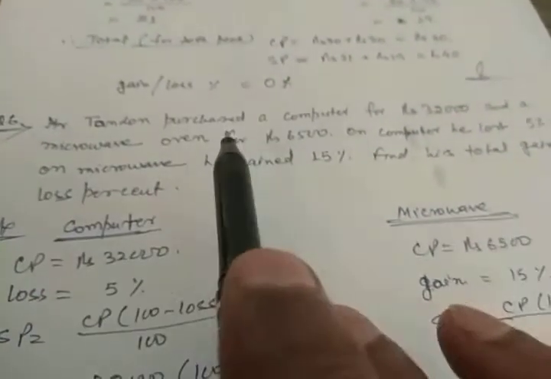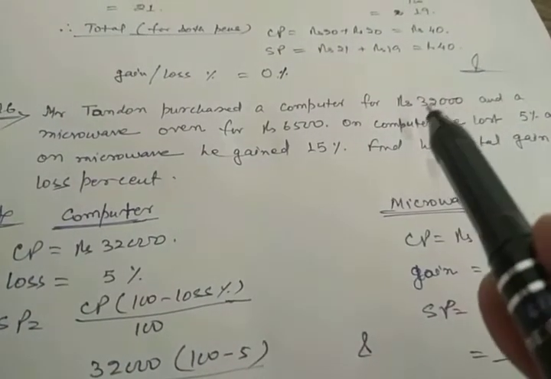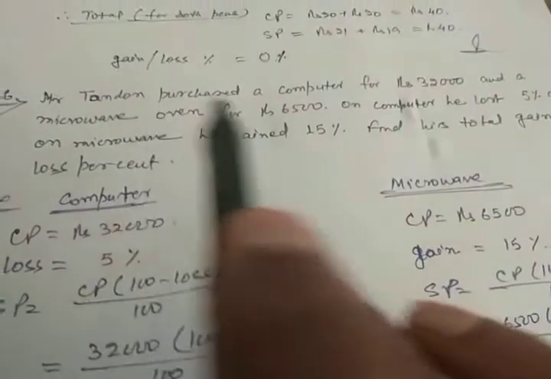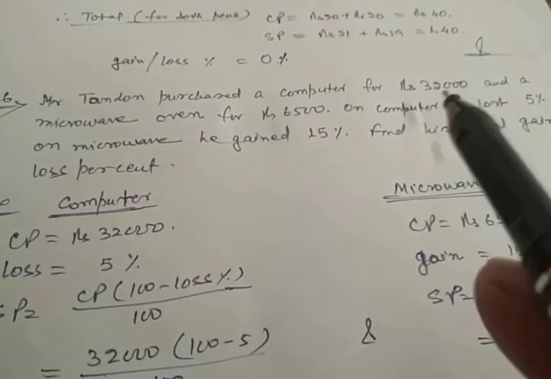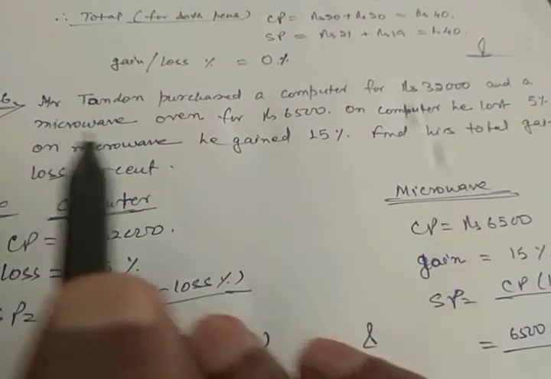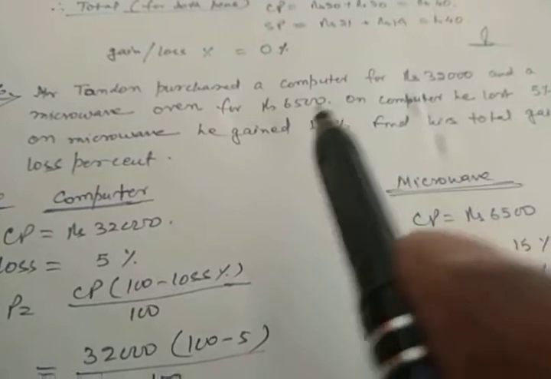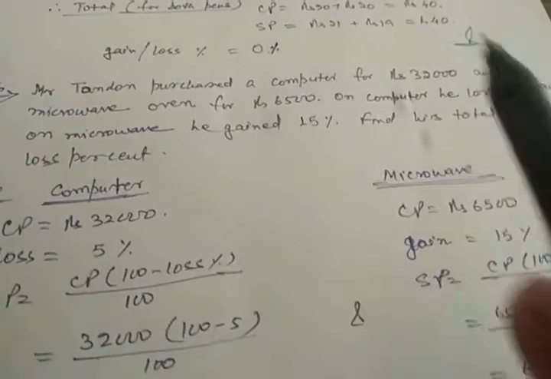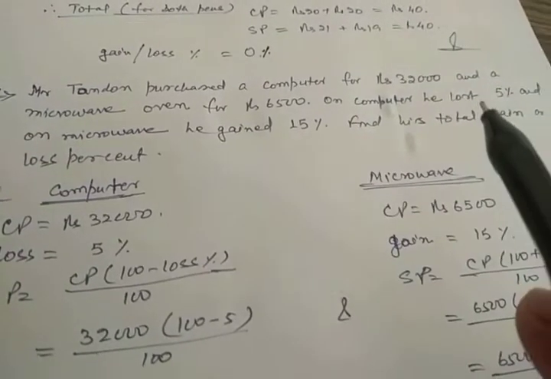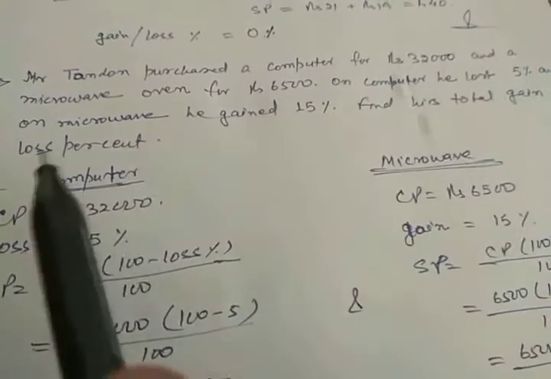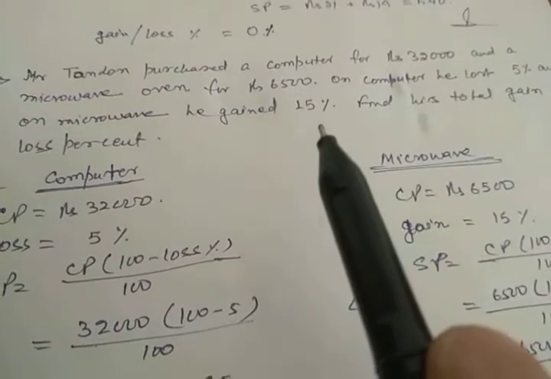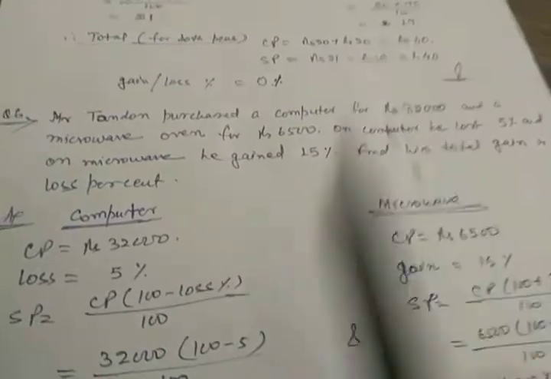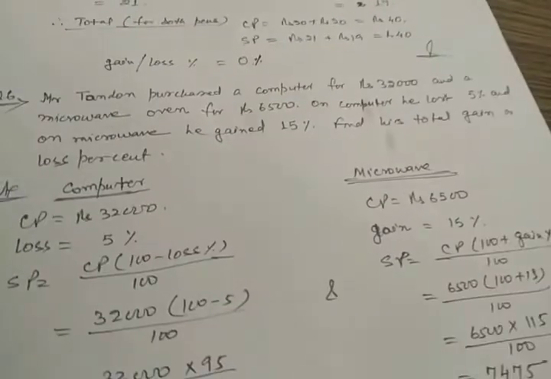Mr. Tandon purchased a computer for rupees 32,000 and a microwave oven for rupees 6,500. Okay, so he has purchased two items. Now on the computer he lost 5% and on the microwave he gained 15%. Clear? Find his total gain or loss percent. So just like the previous question we can solve.